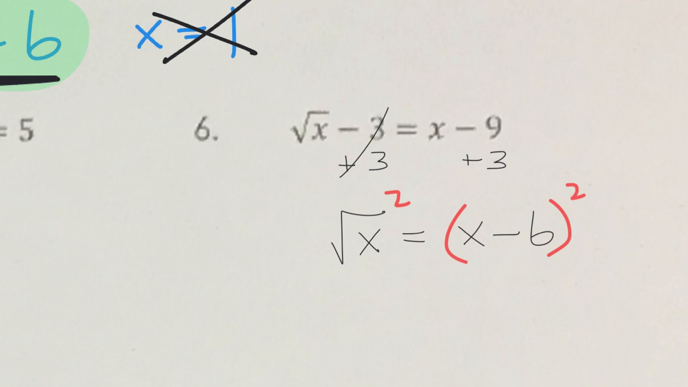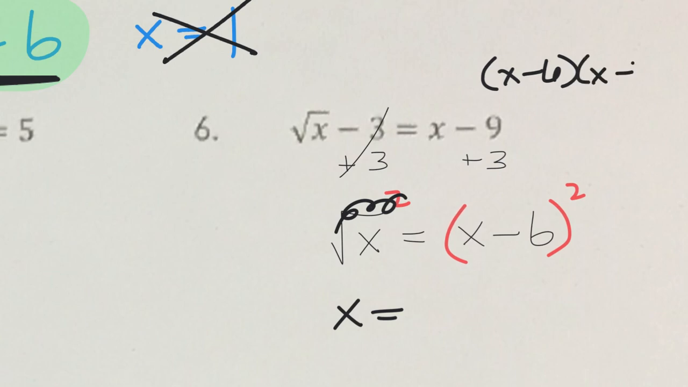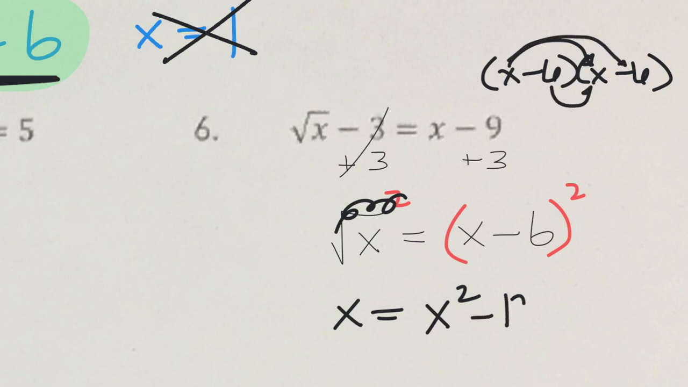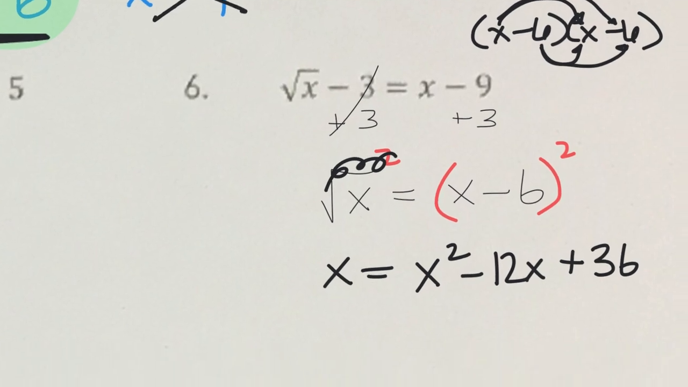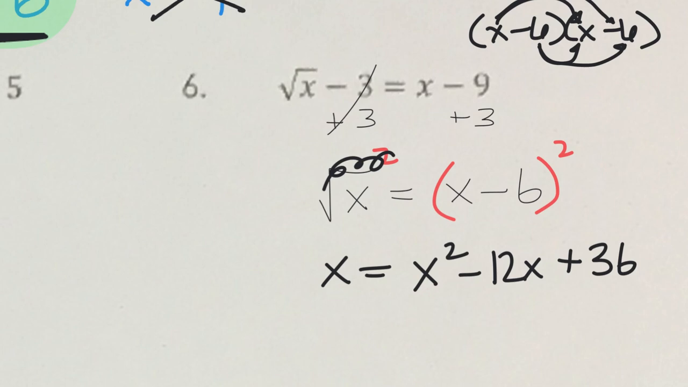So let's see what we have. These ones cancel and we get x. Remember, this is x minus 6 times x minus 6, which is, there's an x squared. And then here's a minus 6 and another minus 6, so that's a minus 12 x's. And then negative 6 times negative 6 is plus 36. Okay, so yes, there's a lot of algebra in here. We have to be able to square a binomial.